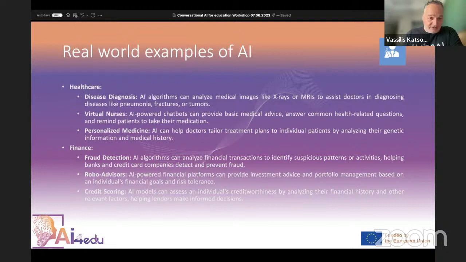From the side of the banks, there are several AI algorithms behind that try to prevent fraud. They analyze data and try to find patterns or activities that are outliers and not common transactions. The robo-advisors are platforms that provide advice about the optimization of portfolio management in financial accounts of individuals. And credit scoring is how banks want to averse the risk. So they provide products to their customers, depending also on the individual's creditworthiness by analyzing the financial history of each one of us.